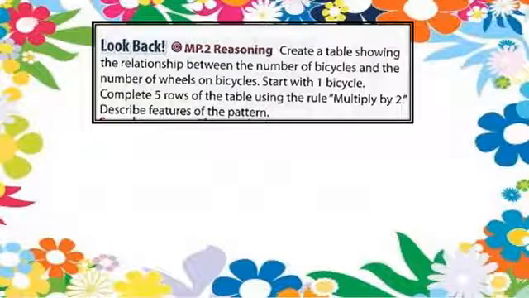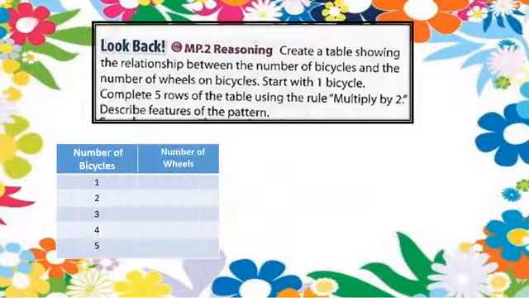Now let's discuss the problem in Look Back. Create a table showing the relationship between the number of bicycles and the number of wheels on bicycles. Start with 1 bicycle. Complete 5 rows of the table using the rule multiply by 2. Describe features of the pattern. So we will make a table like this, showing the relationship of the number of bicycles and the number of wheels. Then we are going to follow the rule multiply by 2.